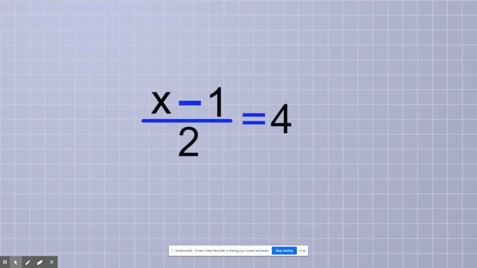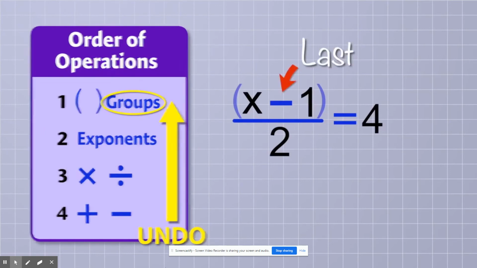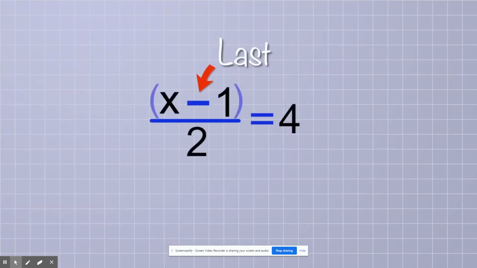Getting back to our new problem, now that we know that the x minus 1 on the top of the fraction line is an implied group, as we learned in our last example, we're going to wait and undo the operation inside that group last. So the first step is to undo the divided by 2 by multiplying both sides of the equation by 2.